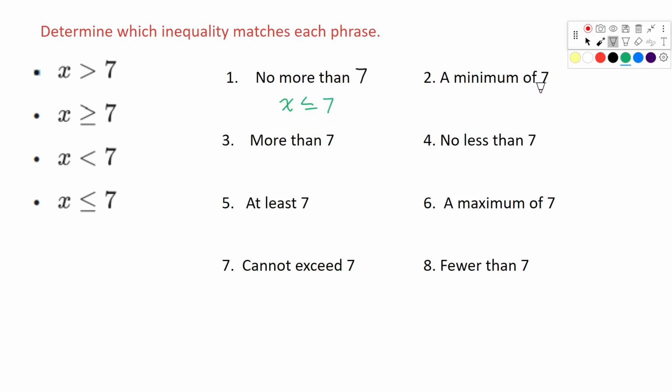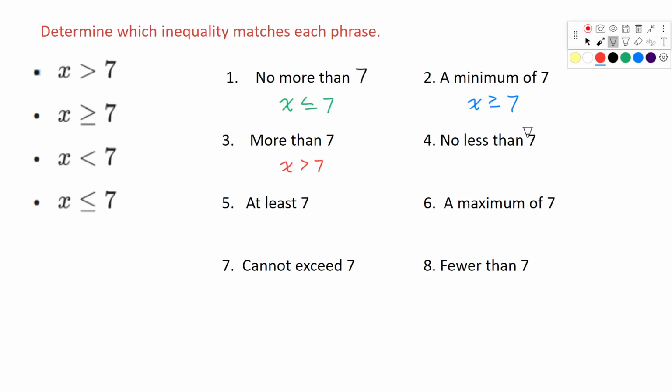A minimum of 7 means it can't go any lower than 7. So it has to be more than 7, but it can be equal to 7. In that case, you want to use greater than or equal to 7. More than 7 is going to be the reverse of no more than 7. So we want a number that's larger than 7. And because it has to be more than 7, we actually do not want to include the 7. So we really are strictly saying that we want x to be greater than 7.